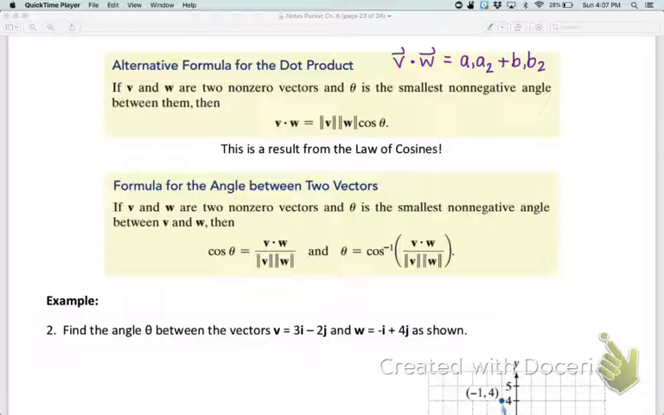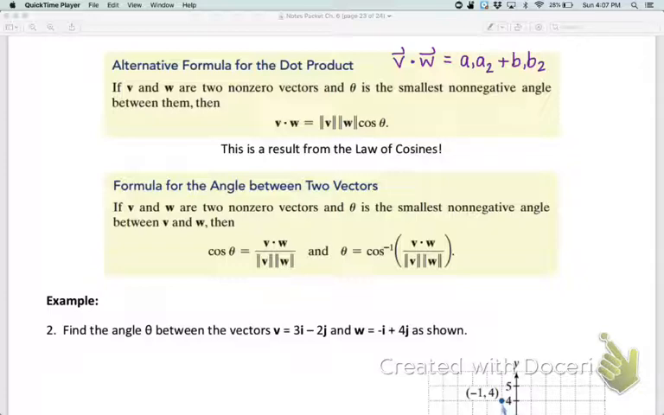Now, just like we saw that there's another way that we can describe the location of a vector, instead of using A and B, we can use its magnitude and direction angle. There's another way that we can find the dot product as well that has to do with the angle between the two vectors for which you are finding the dot product. You can find the dot product by multiplying the magnitudes of both vectors times the cosine of the angle between them.